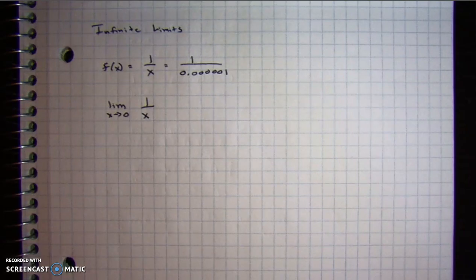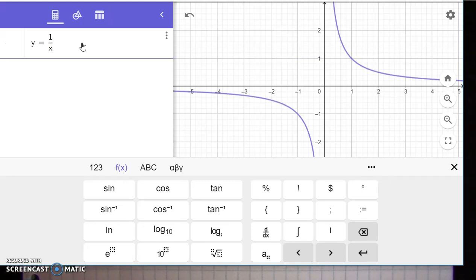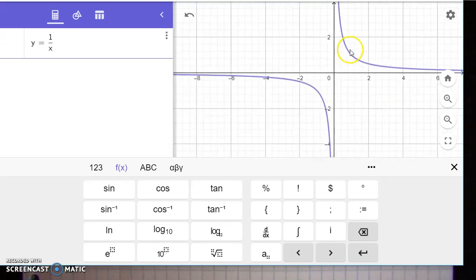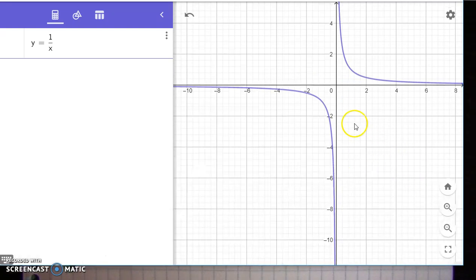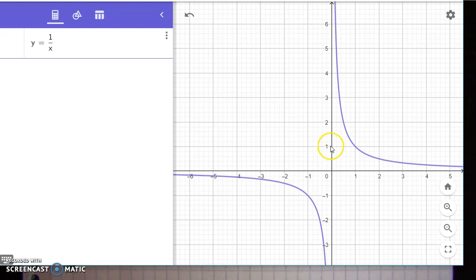Let's take a look at it graphically, because oftentimes that's really helpful. Y equals 1 over x. There we go. You'll notice as it gets closer and closer to 0, the graph approaches the y-axis, but it never crosses it.